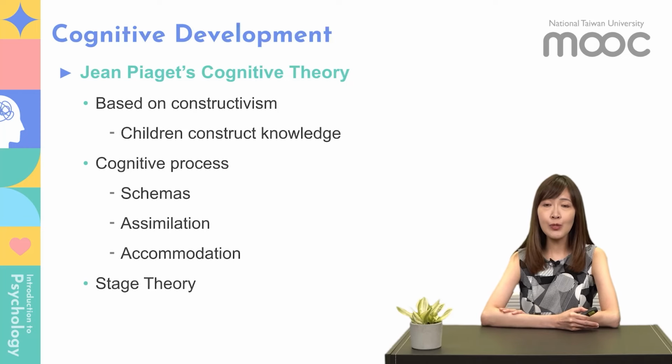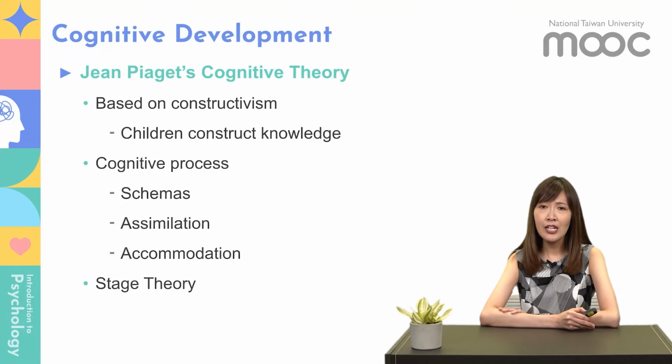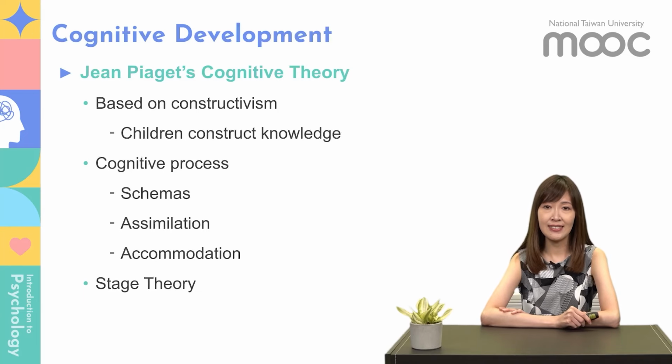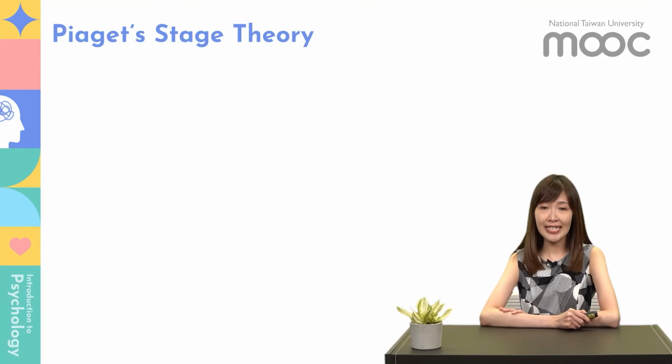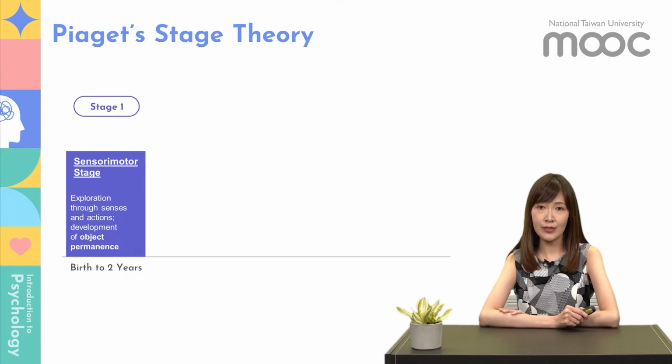Additionally, Piaget proposed the stage theory to describe that children have different cognitive functioning skills at different ages. So now let's look at the stages. Now we're going to look at Piaget's stage theory, and there are 4 stages. Let's start from the first stage. Stage 1 is called the sensorimotor stage, and it's from birth to 2 years old.